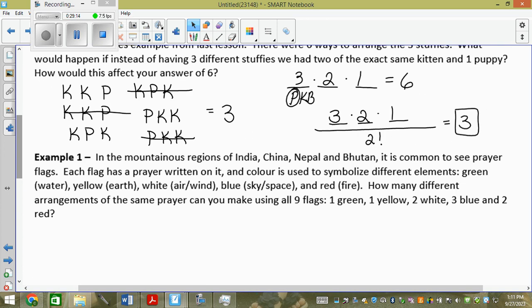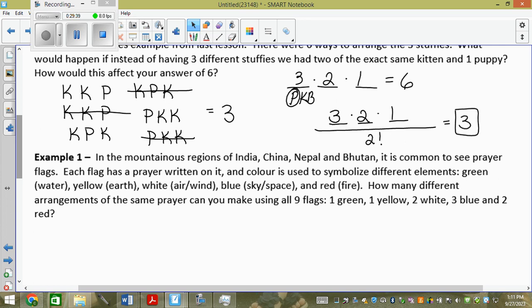Obviously, we're going to do more examples. So, this one says, in the mountainous regions of India, China, Nepal, and Bhutan, it is common to see prayer flags. Each flag has a prayer written on it, and color is used to symbolize different elements: green water, yellow earth, white air, wind, blue sky, space, and red fire. How many different arrangements of the same prayer can you make using all 9 flags?